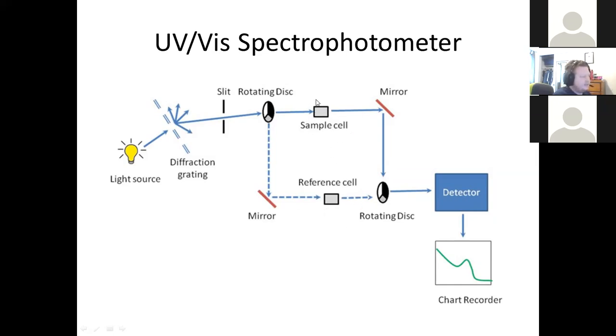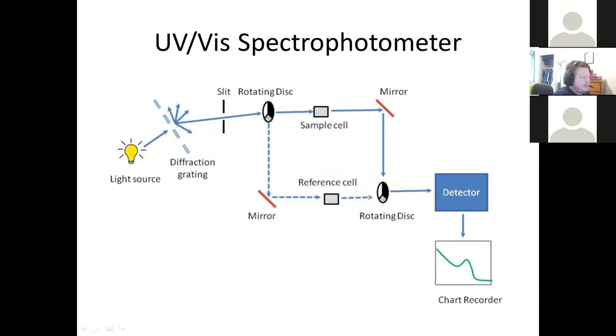So you try to get the concentrations of everything else in solution except for your analyte the same between these two cells, right? And then that goes to another rotating disc that's on the same frequency as this one. So your detector is getting several measurements of the reference cell and sample cell per second, and it subtracts the two. And that gives you basically your difference in absorbance between having the analyte in there and not having the analyte in there, right? And you'll get a spectrum that looks something like this, that's absorbance as a function of wavelength.